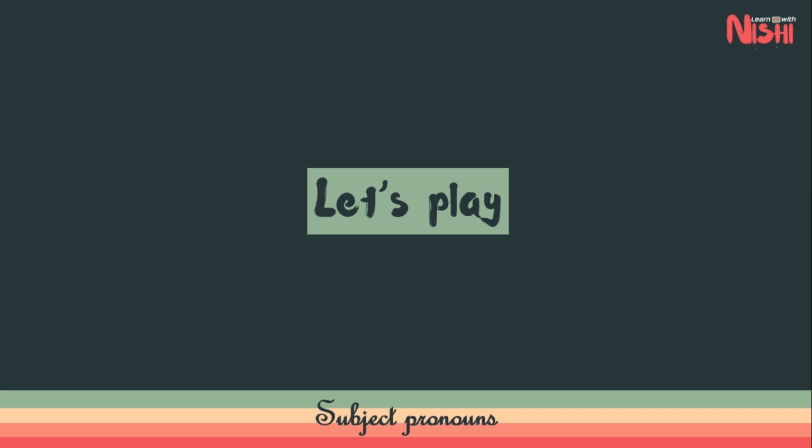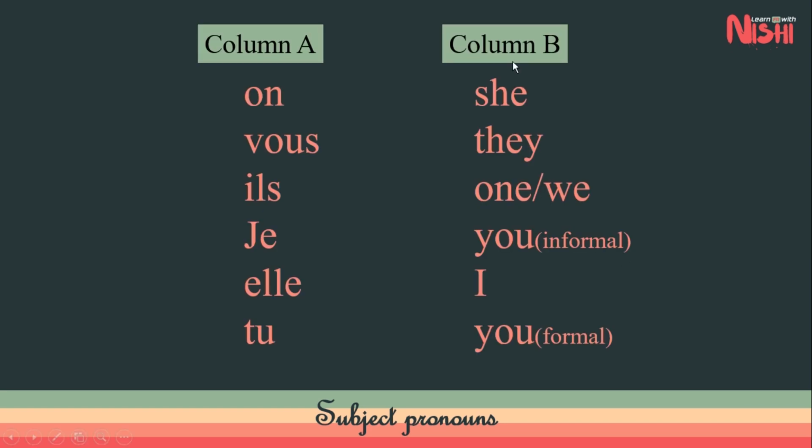Let's play a little game. Here are two columns, column A and column B, and you have to match them. For example, on means one or we. So this one matches with this one. Just like this. On, one or we. Now your turn. Try to do it. I'm giving you some time, or you can pause the video and do it. Okay, start now.